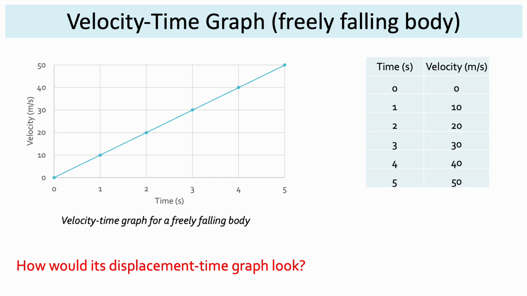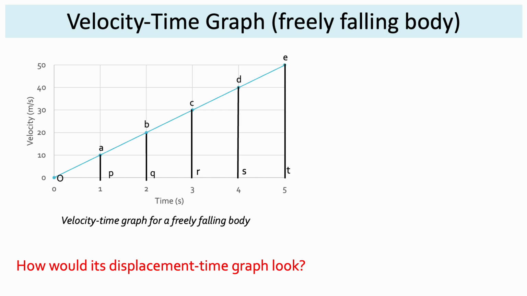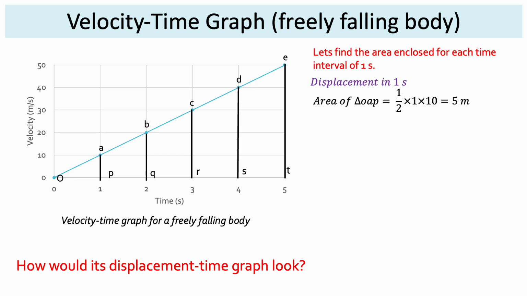How would its displacement time graph look? From the velocity time graph, we can calculate displacement by finding the area under the line for each time interval. For example, in the first second, area would be half base multiplied by altitude. So base is 1 and altitude is 10. So half multiplied by 1 multiplied by 10 will give us the area of triangle OAP. That is the displacement in 1 second.